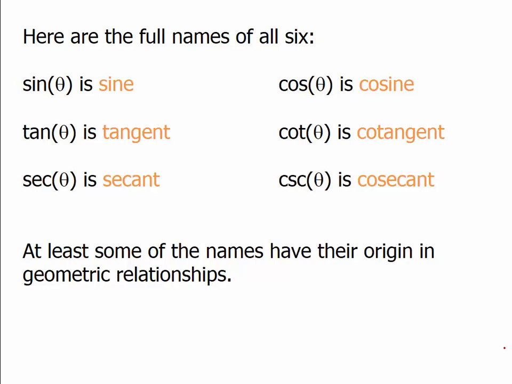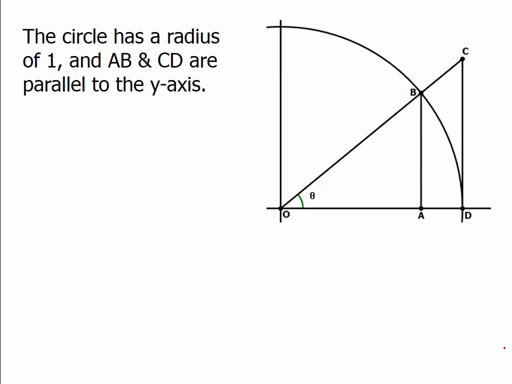And let's talk about this for a minute. So now let's look at a circle. Could be the unit circle, has a radius of 1, center at the origin. And so AB and CD are parallel to the y-axis. So we have 2 vertical segments there, AB and CD. And it looks like B is the point where that radius line intersects the circle, it continues on, and D looks like it's tangent to the circle where it crosses the x-axis.